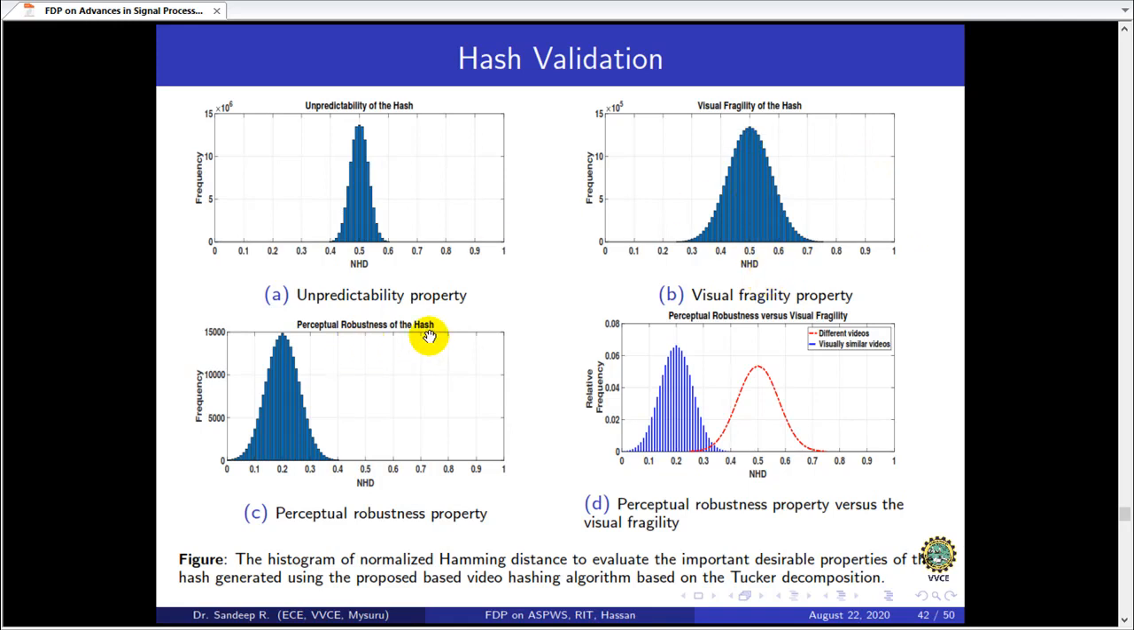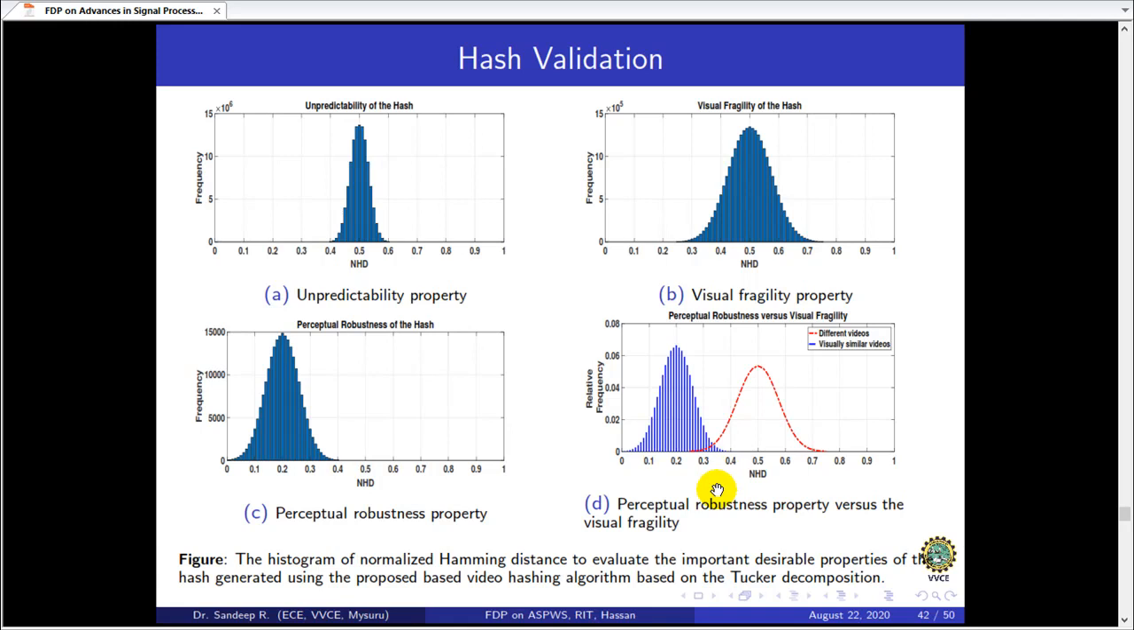And for the perceptual robustness property, the normalized Hamming distance should be very close to 0, and it has very much drifted towards 0, centered around 0.2 approximately. Now here also, when we overlap the histograms obtained for visually similar videos and perceptually different videos, you can see that there is still an overlap, but the overlap has reduced drastically, and then we can say that the misclassification would be very, very less.